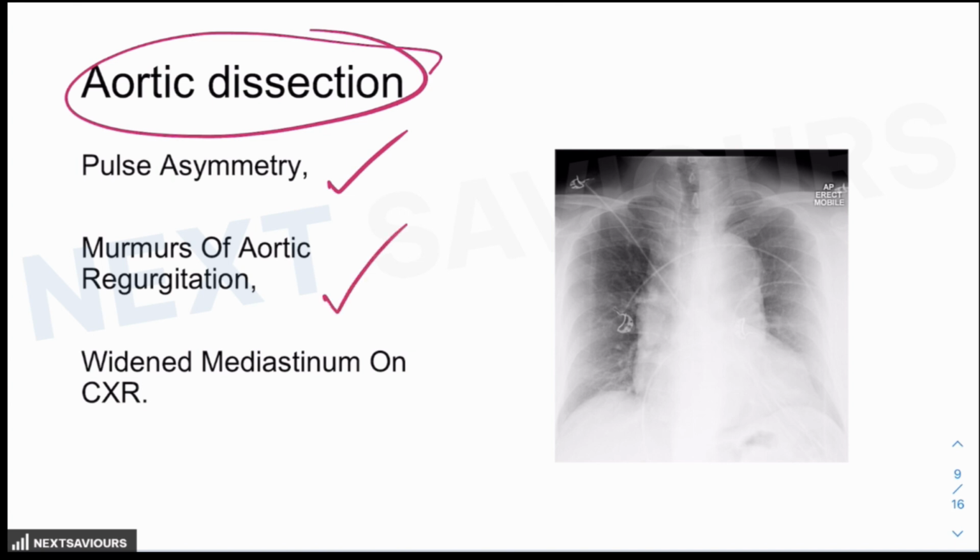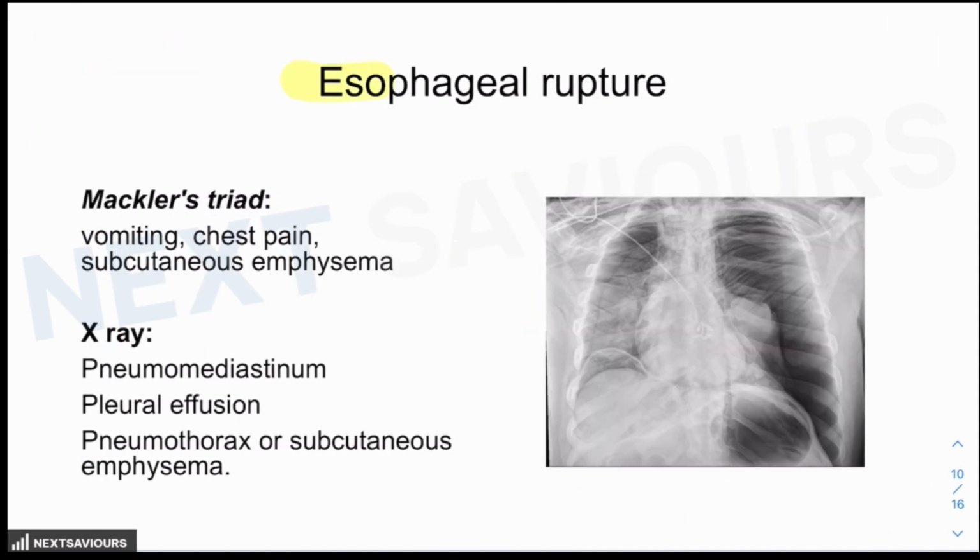And there is a widened mediastinum on the chest X-ray. If an examiner constructs a question on aortic dissection, then this should have been the finding presented to you. Similarly, if you look at the esophageal rupture, what are the findings which the examiner typically presents in this case? They are the features of Mackler's triad, like vomiting, chest pain, and subcutaneous emphysema.